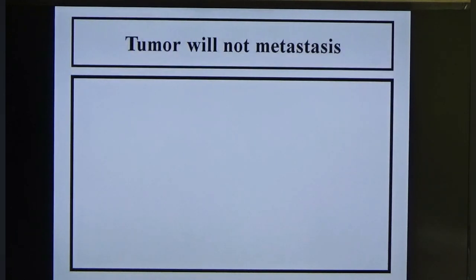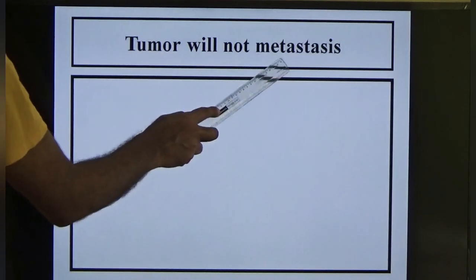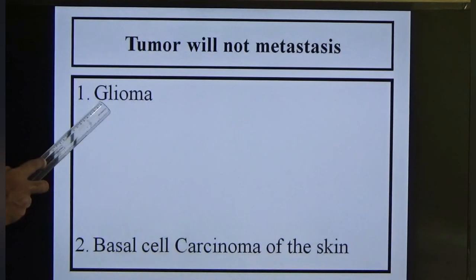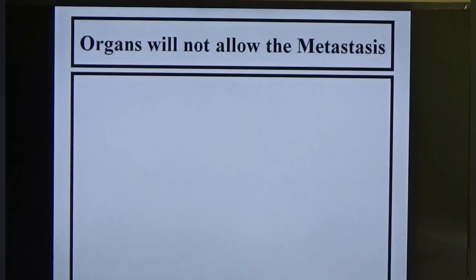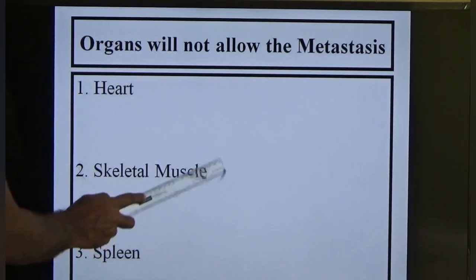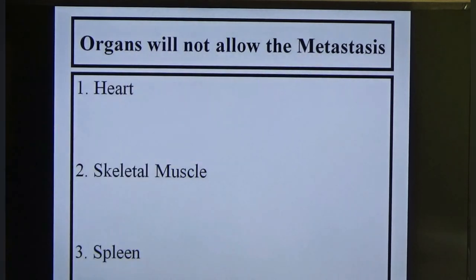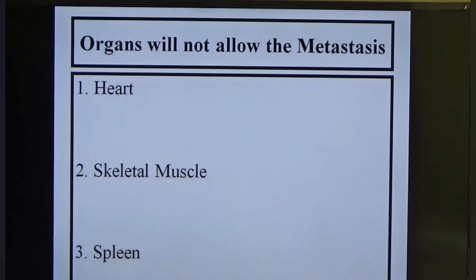Some tumors are malignant. We have said all malignant tumors metastasize. But some tumors are malignant in nature but will not metastasize. Examples are glioma and basal cell carcinoma of the skin. The third one is organs that will not allow metastasis. Some organs will not allow metastasis: the heart, skeletal muscles and spleen. These three organs will not allow metastasis. Even if a tumor develops elsewhere, a secondary tumor will not form in these parts.